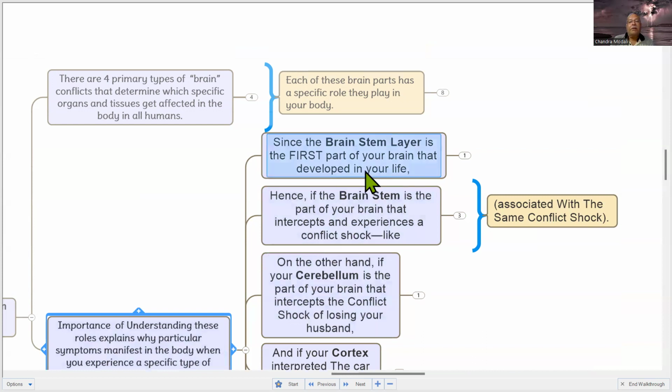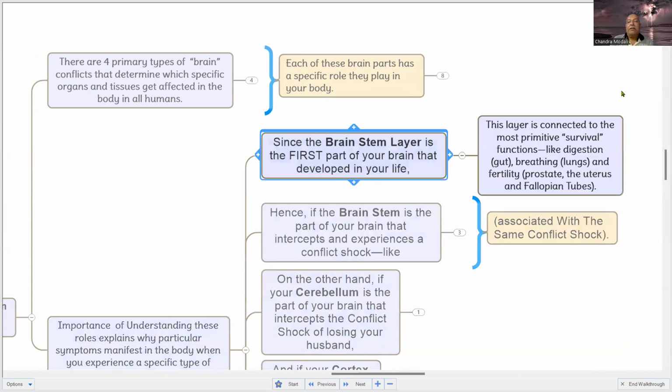right? So what is this brainstem layer? This layer is connected to the most primitive survival functions. Whenever your survival is threatened, right? This conflict manifests, right? Now, your survival is dependent on your digestive system. Yes or no? Yes. Right?